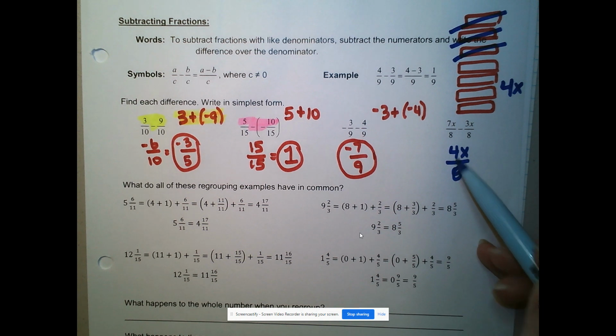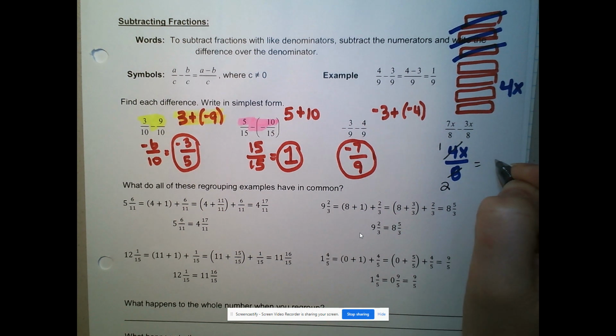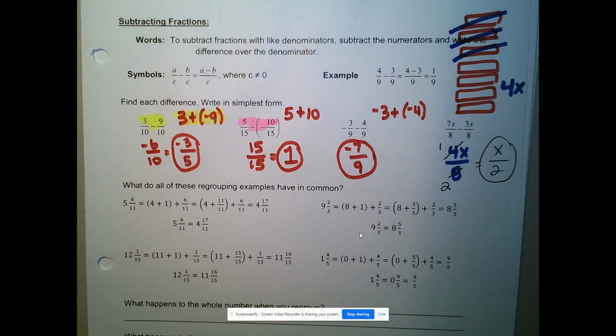And then lowest terms, the 4 and the 8, I can simplify that like I simplified earlier when we were multiplying. 4 divided by 4 is 1. 8 divided by 4 is 2. And I would have 1x over 2 or just x over 2. You can also think of 4/8 as a fraction, would be 1/2 in lowest terms.